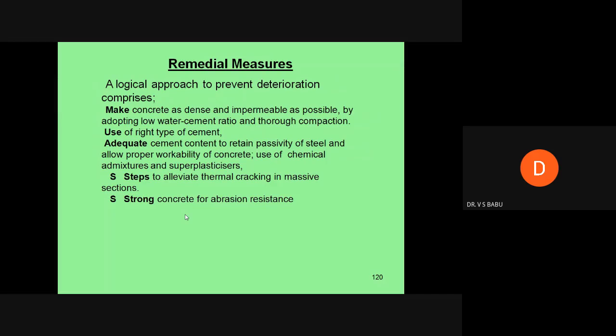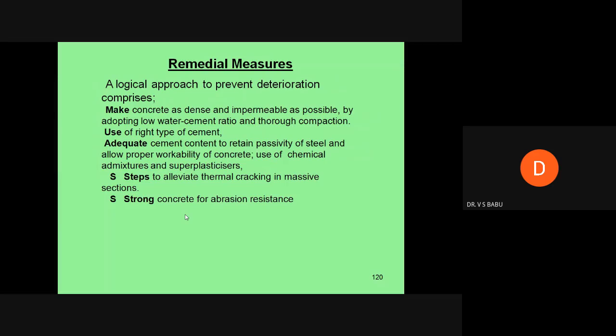Next, remedial measures. Suppose these problems occur, how can you rectify them? The logical approach to prevent deterioration is to make the concrete as dense as possible. That means compaction should be thoroughly done, so that there are no cavities at all. Next, use the right type of cement. You have to select the proper type of cement for the work, proper work and proper cement to be chosen.